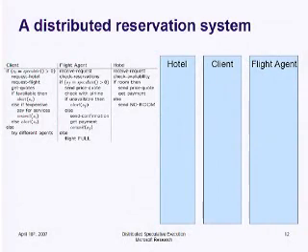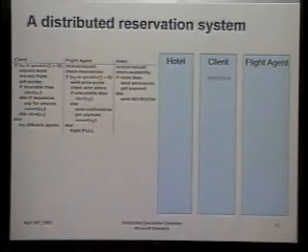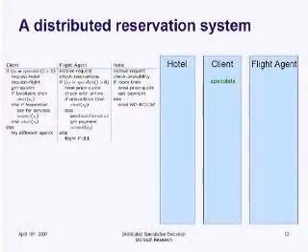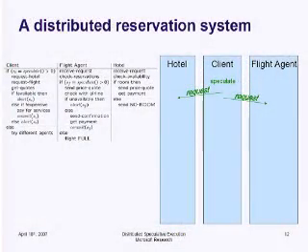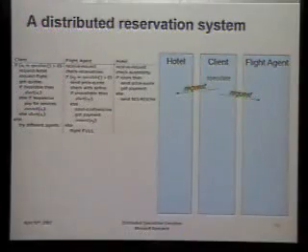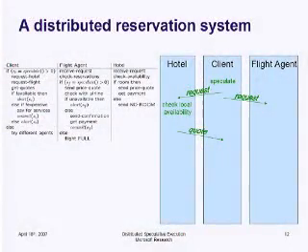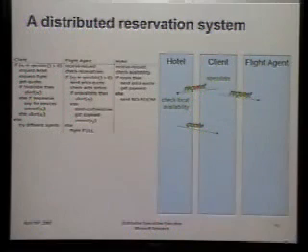So the interaction that we have between the entities is the following. The client speculates that it will be able to secure both the hotel room and the flight. So it sends a request for quote to both the hotel and the flight agent. On the hotel side, things are relatively simple. The hotel checks the local availability. It looks in their books and they say, yes, we do have a room for your particular date, and here's the price that we can give you the room for.